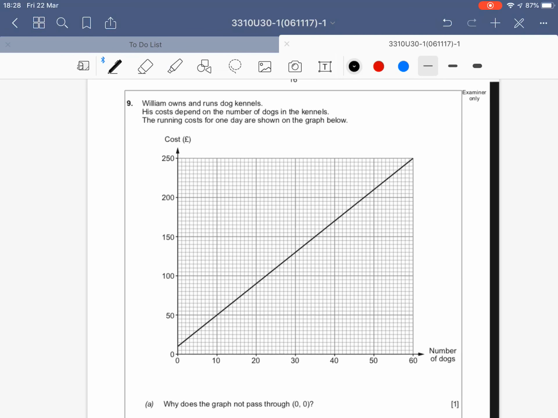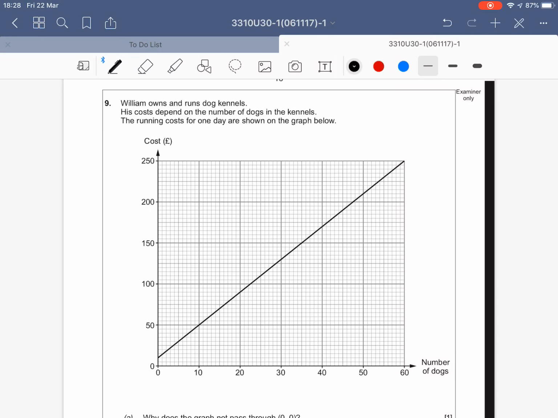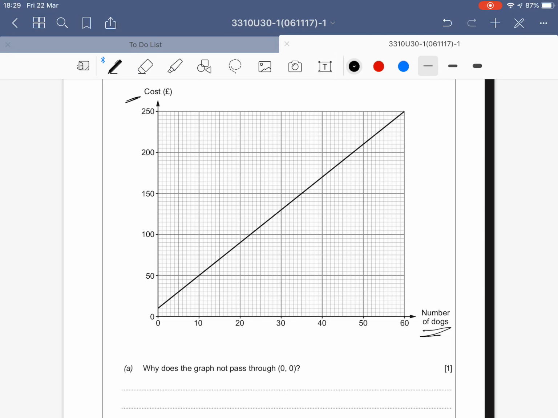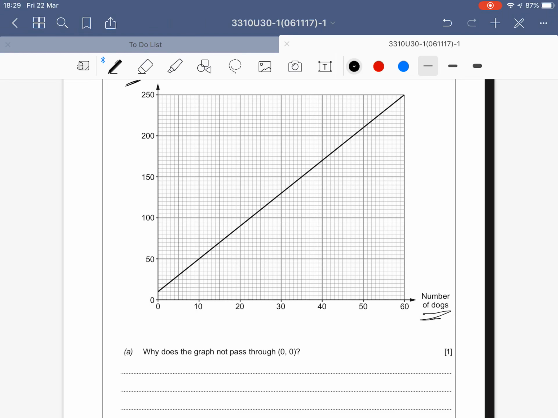Right, next one. William owns and runs dog kennels. The cost depends on the number of dogs in the kennels. The running costs for one day are shown on the graph. So this is 1 day, number of dogs along the bottom, and the cost along the side. First question, why does the graph not pass through 0, 0? So they want to know, why doesn't it start here?